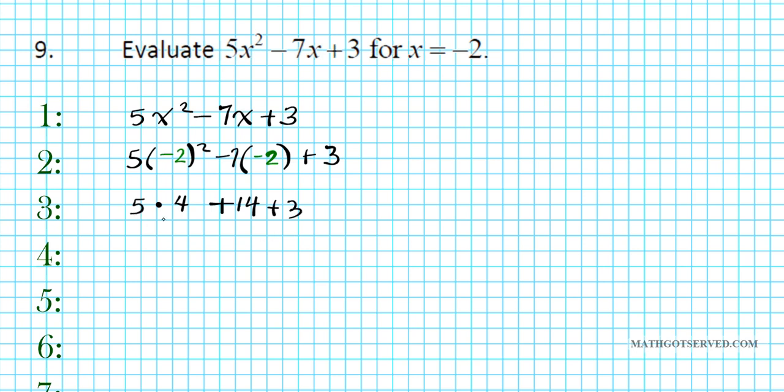All right, let's simplify further. Multiply 5 times 4, 20. 20 plus 14 plus 3. Now we can add 20 plus 14 from left to right. 20 plus 14 is 34 plus 3. Your final answer is 37.